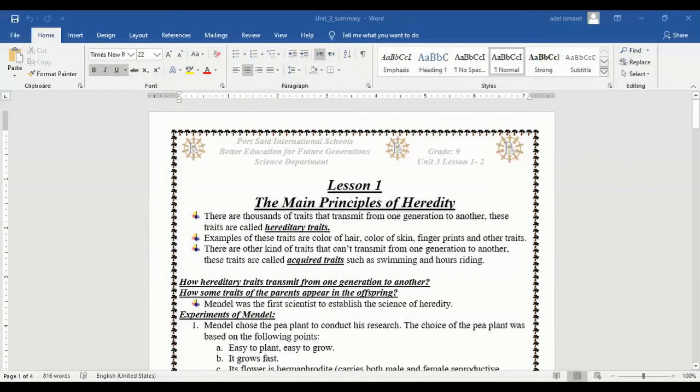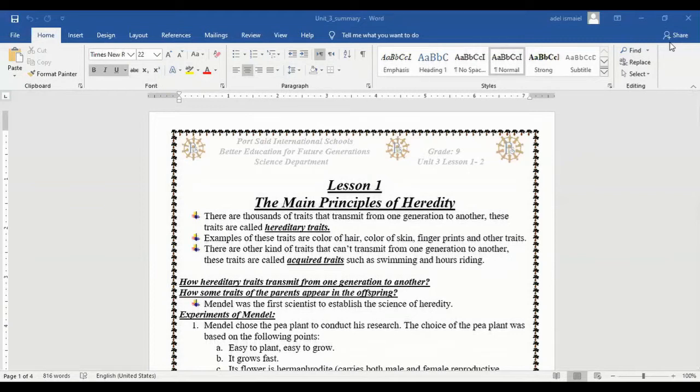So we're going to start in Unit 3, and it contains only one lesson, which is talking about the main principles of heredity. Before we go through this lesson, you should know the meaning of hereditary traits and acquired traits and what the difference between them is.